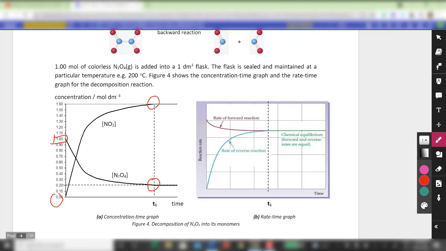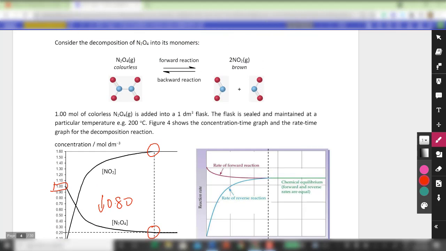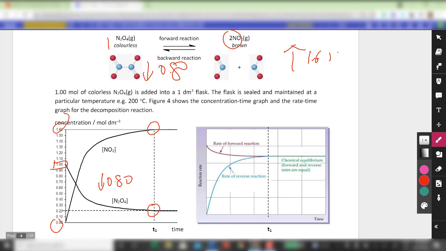So from here you realize that the amount of N2O4 that decreased is by 0.80 in terms of number of moles. But because the mole ratio for N2O4 to NO2 is 1:2, if N2O4 decreases by 0.80, NO2 must increase by 1.60, and this is reflected by the graph, which you can see from here. That is why the amount of NO2 went up not by 0.8, but by 1.6.